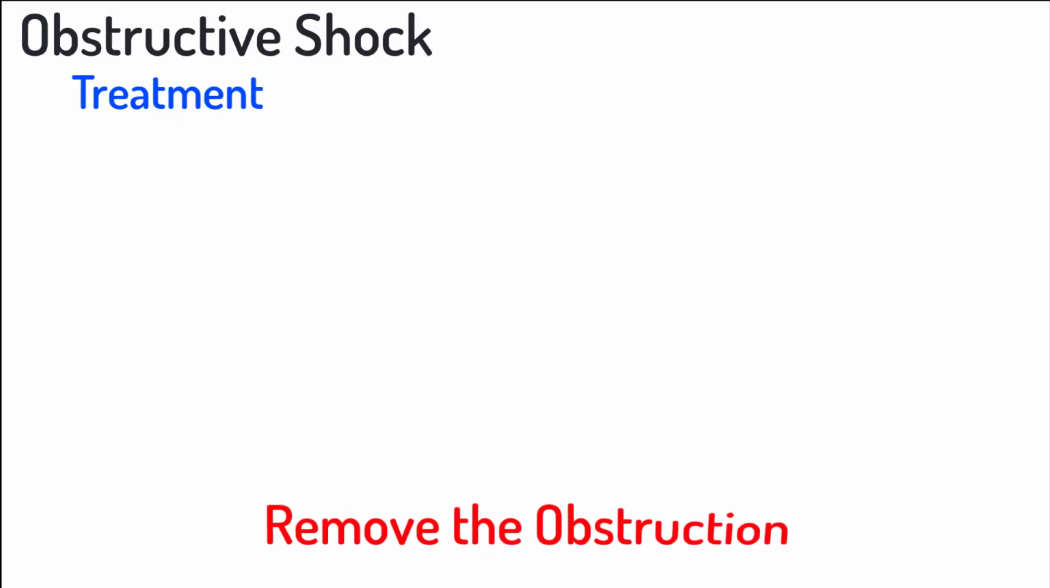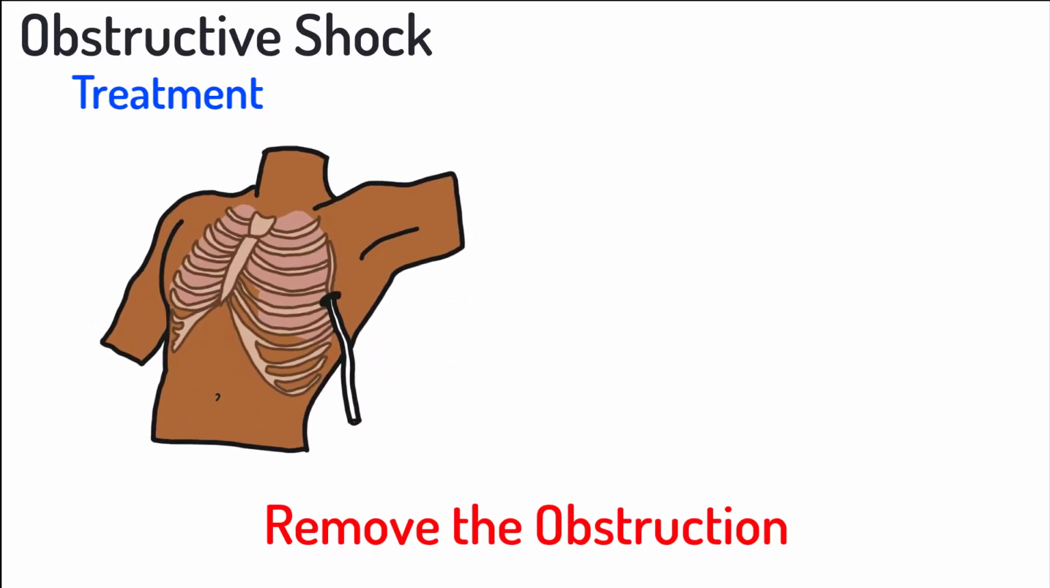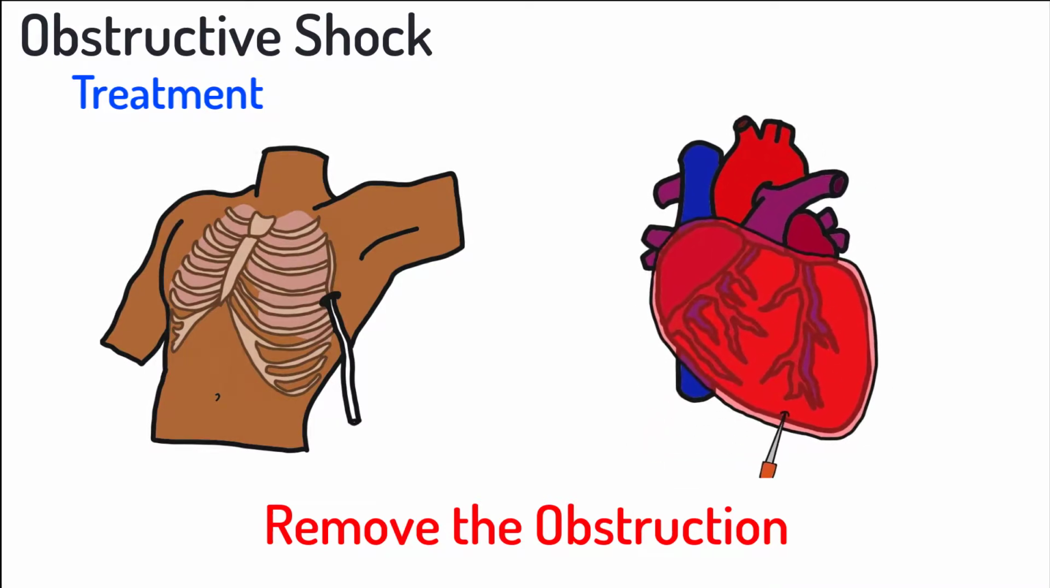Treatment of obstructive shock should be aimed at removing the obstruction in question. For instance, this may involve thoracostomy for tension pneumothorax or pericardiocentesis for cardiac tamponade.